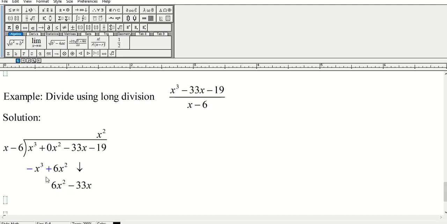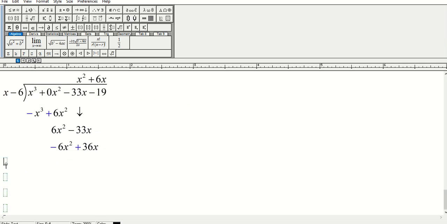So how many times does x go into 6x squared? It's got to be 6x. 6x times x is going to give me that 6x squared I'm looking for. And then 6x times -6 is going to be -36x. Again, we're going to go ahead and change the signs. So we're going to get a negative here and a positive here. And then we would add down.